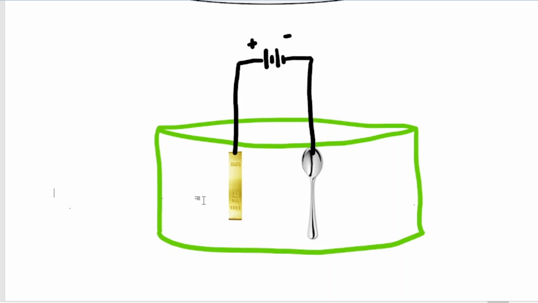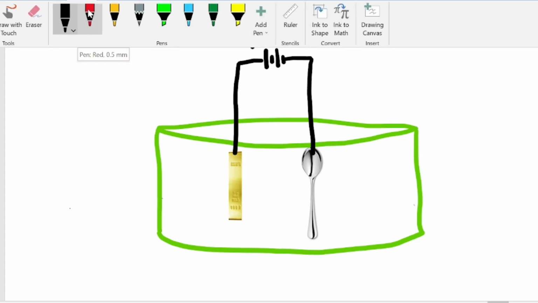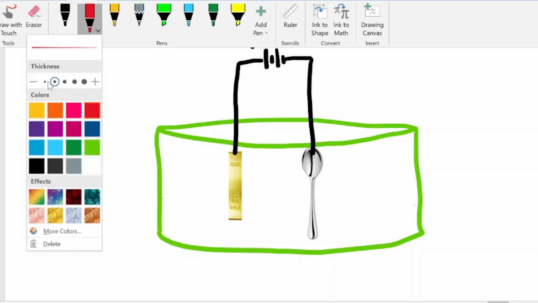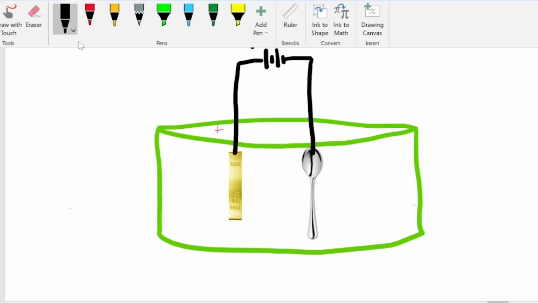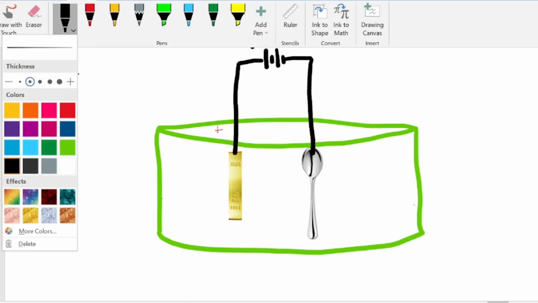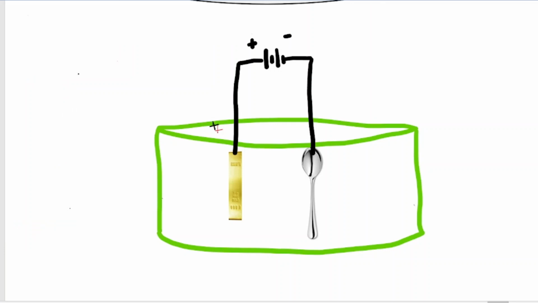Okay? So what you need to understand now is that when you've put your elements like this, since this one is connected to the positive side of the battery, it makes this side to be positive and this side to be negative. And you already know this side is going to be your anode and this side is going to be your cathode.